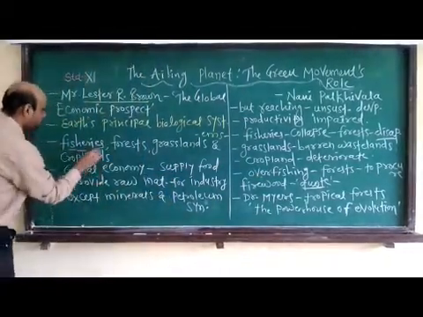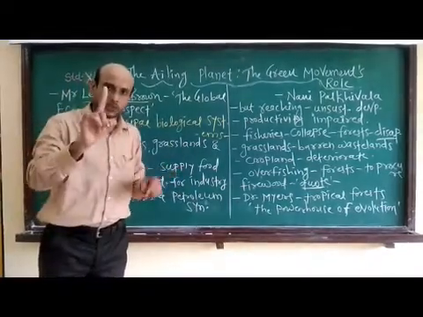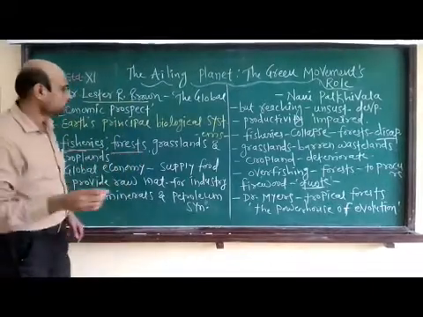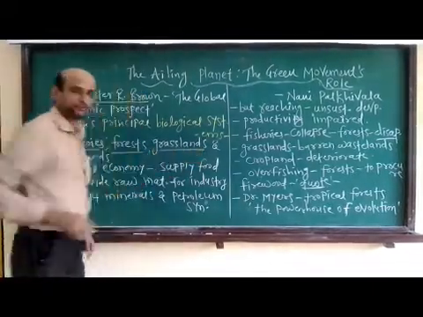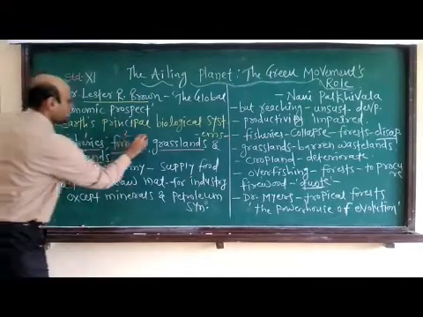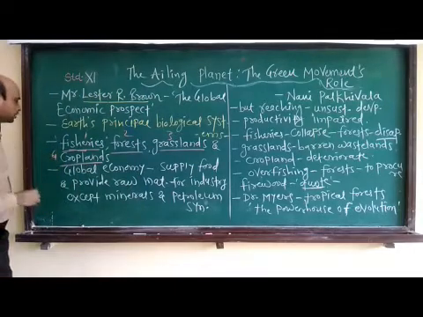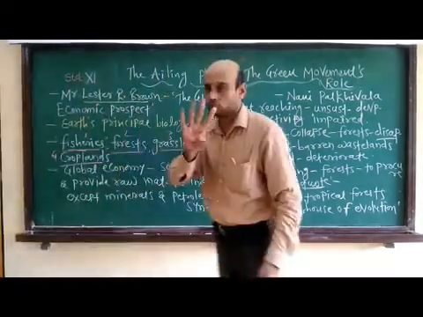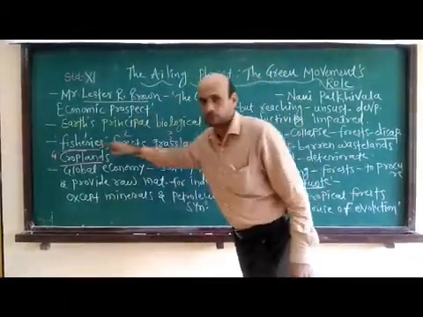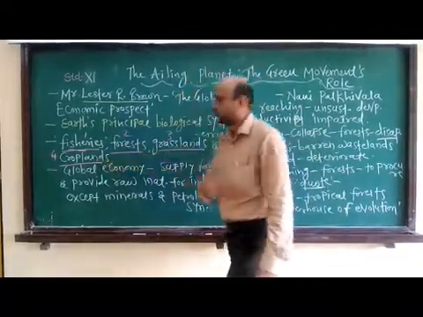Number one is fisheries. Fisheries number one. Second one, forests. Third one, grasslands. And the last one, croplands. 1, 2, 3, and 4. Right? So four principal biological systems according to Lester R. Brown: fisheries, forests, grasslands, and croplands.